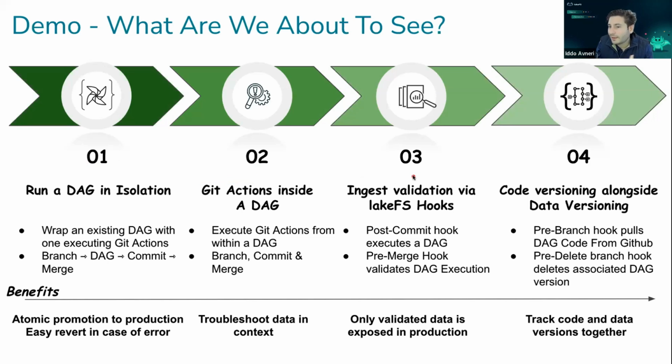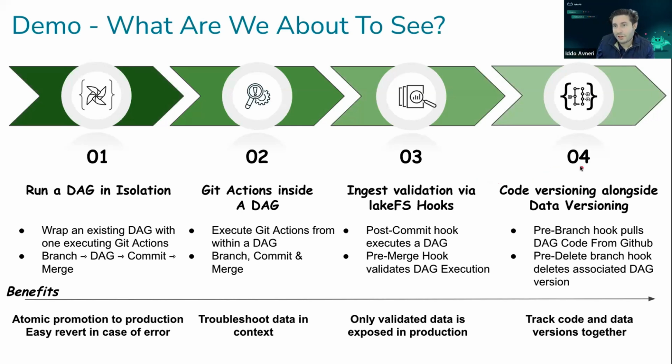Then we're going to talk about some more advanced, I think very powerful use cases. For example, automatically using lakeFS hooks, which are abilities to execute Airflow DAGs. Amit is going to talk about it literally in the next slide. For example, to validate data before we expose it into production. So we'll ingest the data in one branch, we'll run some sort of Airflow DAG on it, and if everything is okay, we'll promote that to production.